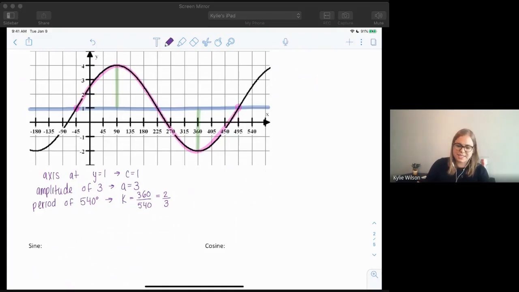Next is my phase shift. So my sine curve usually starts at the y-axis here, but now it starts over here. So that means that I have moved 45 degrees to the left.